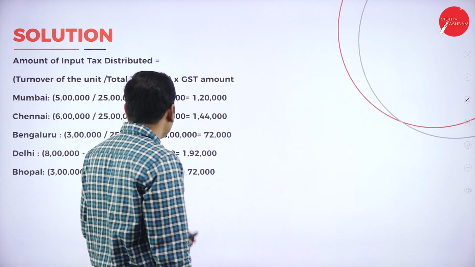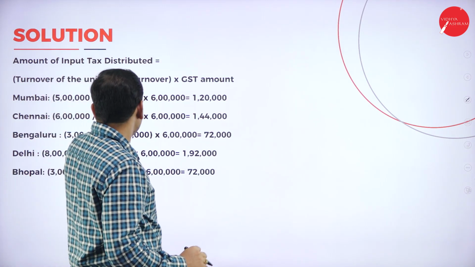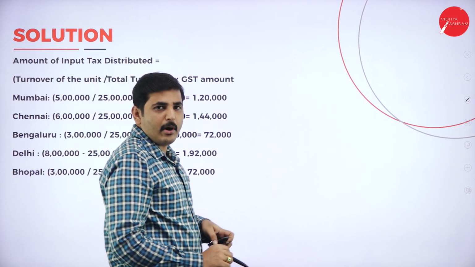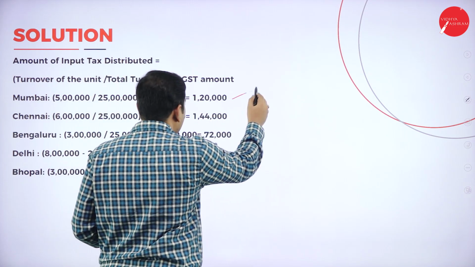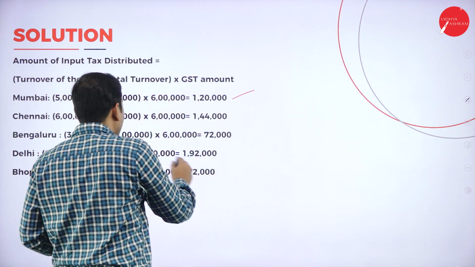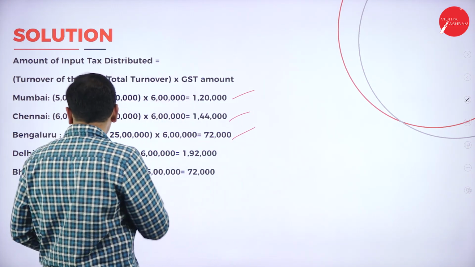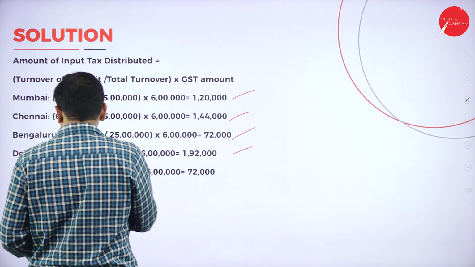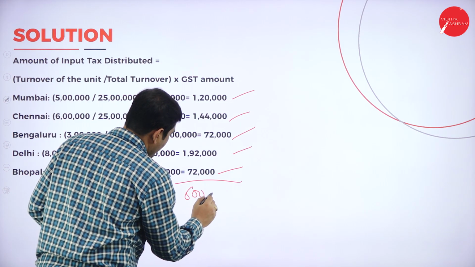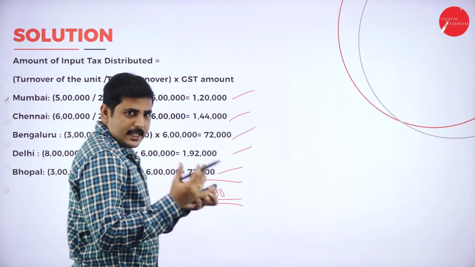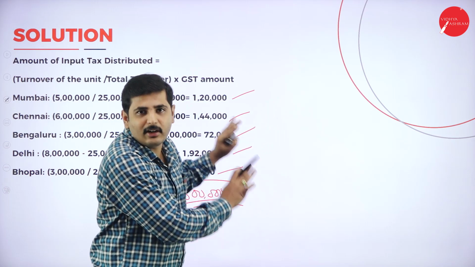Again for Bangalore, we have calculated here. Actual turnover of the unit divided by total turnover into the total GST amount. For the Mumbai branch it is 1,20,000. For the Chennai branch it is 1,44,000. For the Bangalore branch it is 72,000. For the Delhi branch it is 1,92,000. For Bhopal it is 72,000. If you add all these, you should get 6 lakh. Out of 6 lakh, we are distributing to all the branches on the basis of turnover. This is the method, this is the concept.